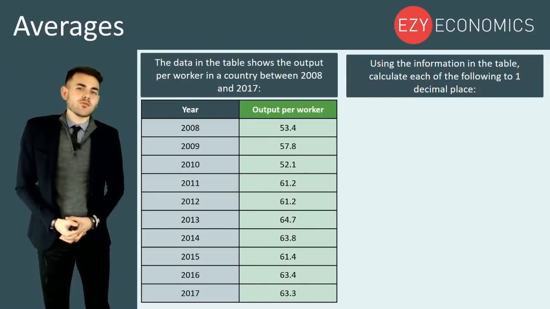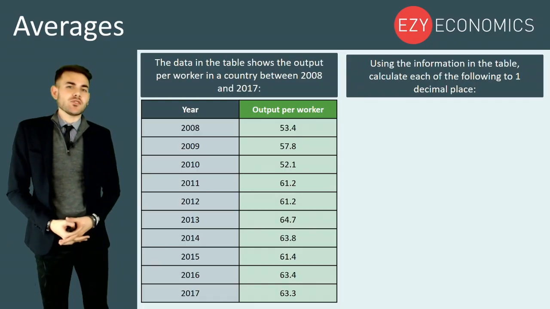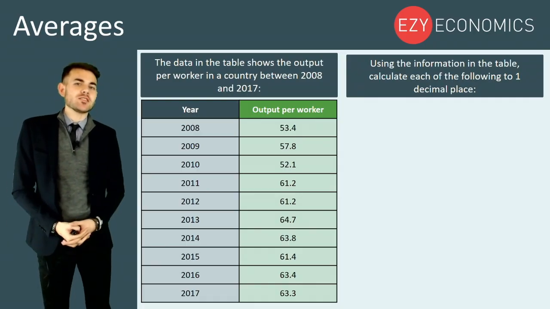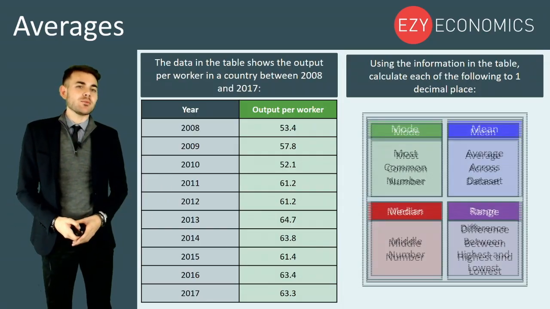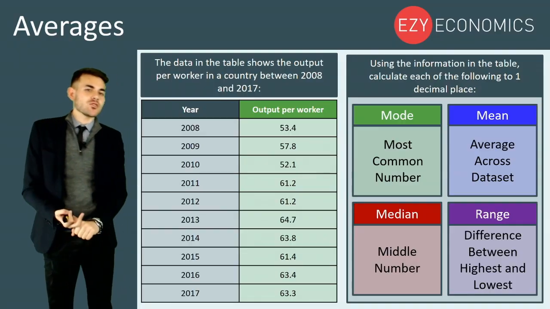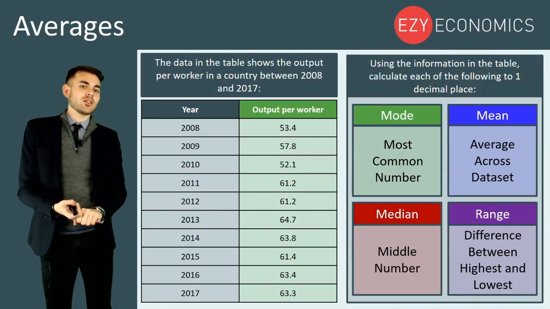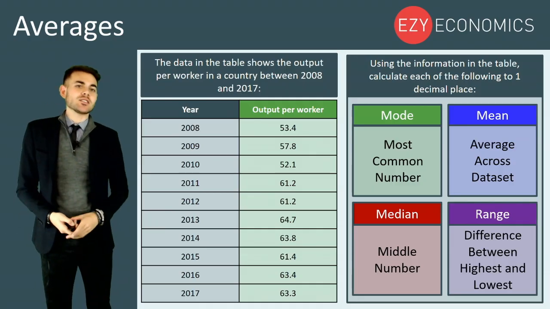Okay, so here we have some information between the years 2008 and 2017 for the output per worker in a particular country. And what we need to do is to use the information contained within this table to find the mode, which is the most common number, the mean, which is the average value, the median, which is the middle observation, and the range, which is the difference between the highest and lowest values.